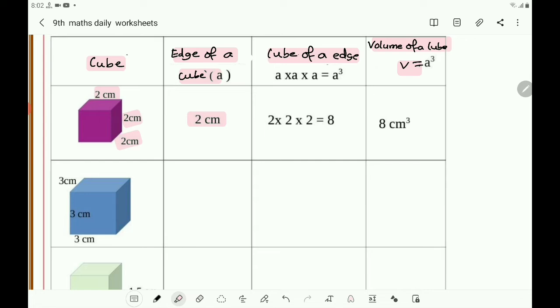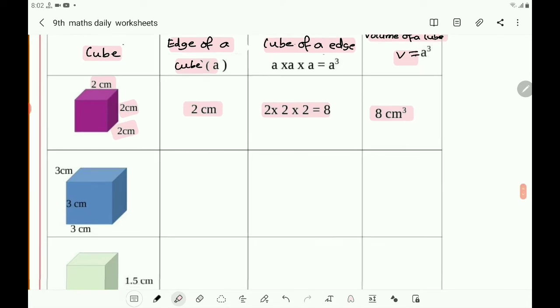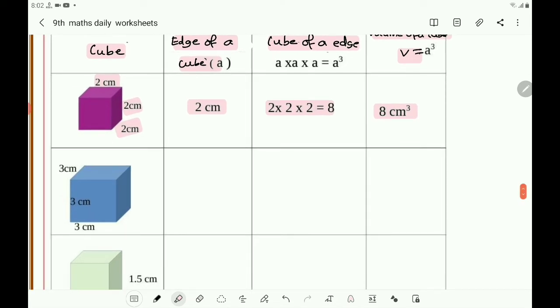Then its cube means 2 into 2 into 2, 8. So V equals 8 cm cube. That is the volume of the cube with edge 2 centimeter. Then find the volume of the cube with edge 3 centimeter. Here you write 3 centimeter and 3 into 3 into 3, that is 3 cube equals 27 you will get. That is the volume of the cube, 27 cm cube.